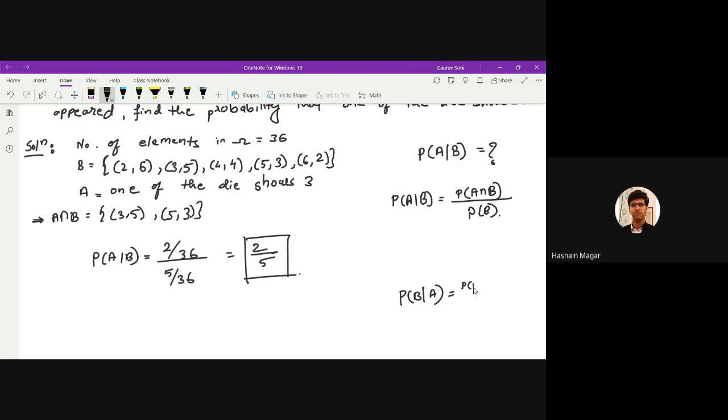The final answer is 2 by 36 upon probability of A, that is, probability of B intersection A upon probability of A. Yes, sir. So that will be 2 by 36 upon 2 by 36. So the answer is 1.